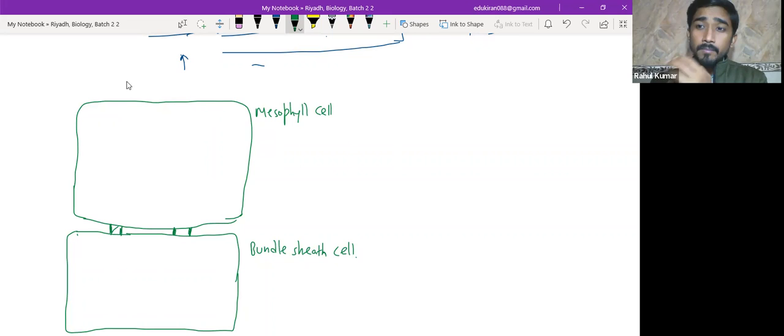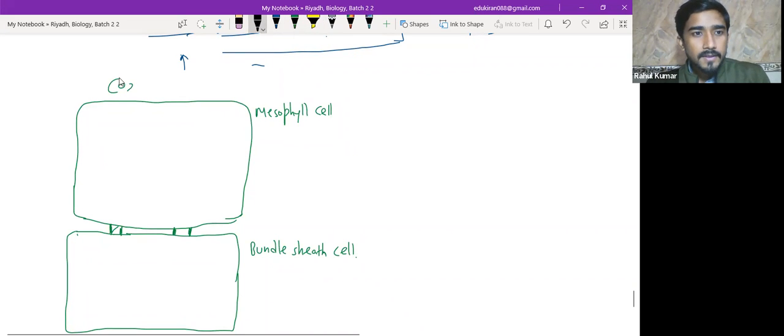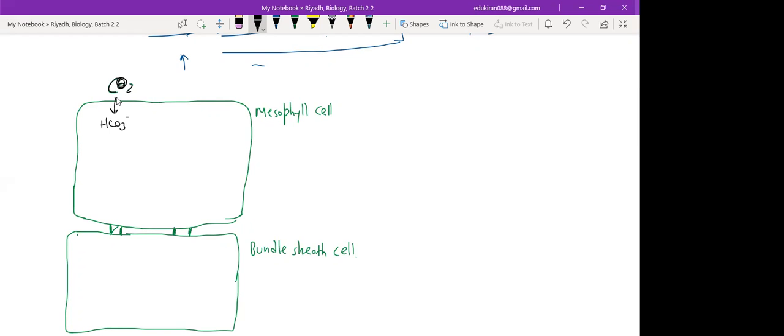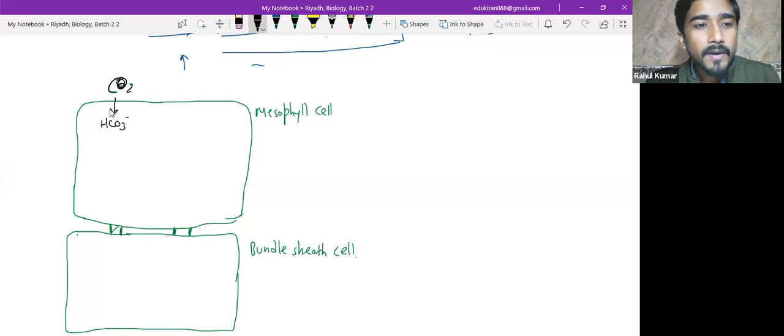Rubisco does not take in CO2. Instead, CO2 is taken in, and the first acceptor molecule of CO2 is your bicarbonate, HCO3 negative. Is it clear? Yes, sir. CO2 is taken in and converted into bicarbonate.